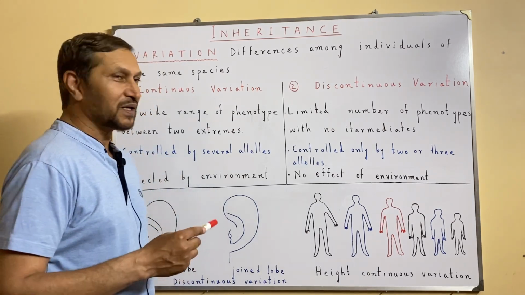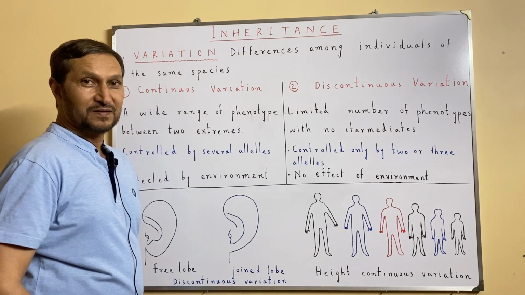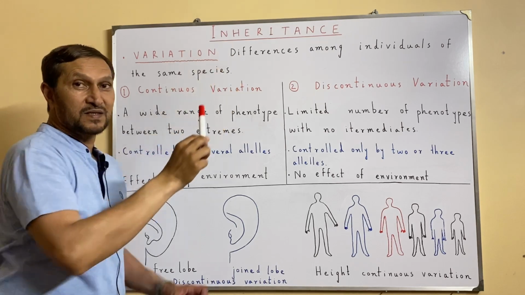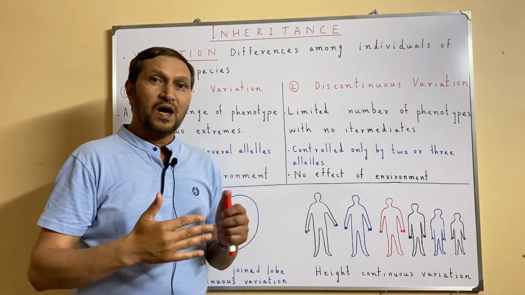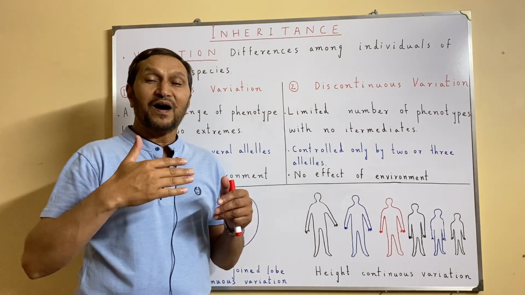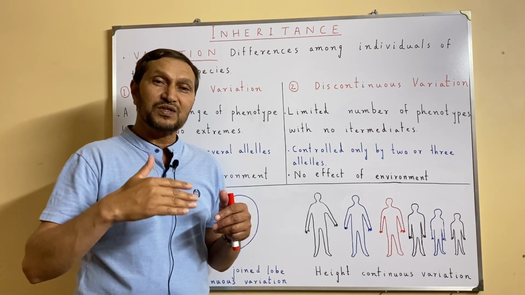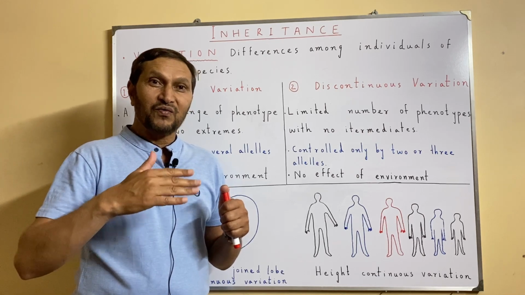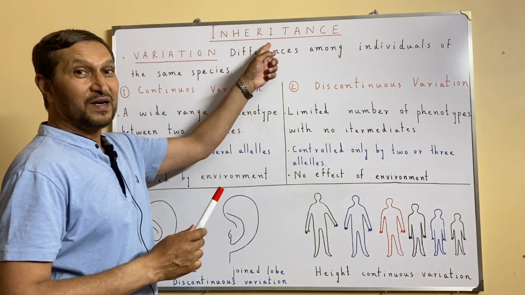Today my topic in biology is inheritance or genetics. We can define inheritance as the knowledge which deals with how the characteristics and features are transferred from one generation to another, how they are transmitted from parents to their offspring. So this is the definition of inheritance.